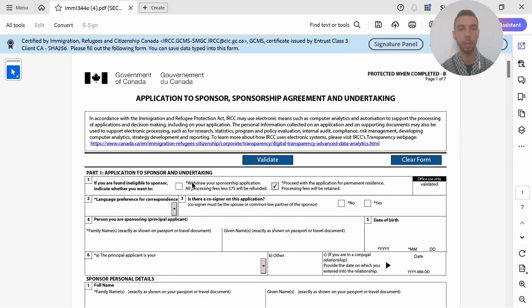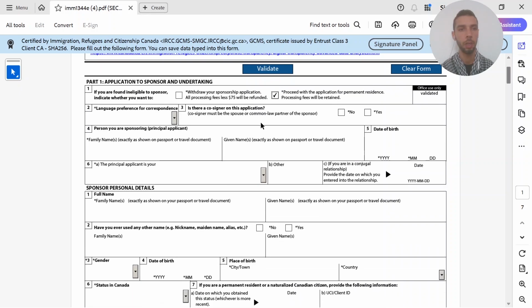For the first part, I encourage you to click process, even though your application might not be eligible, because worst case, you lose $75 and you won't be waiting forever. So, second question that's pretty obvious, language of correspondence. Is there a cosigner on this application? It relates to the fact that there are two people financially responsible for the principal applicant. Here we're going to say no.